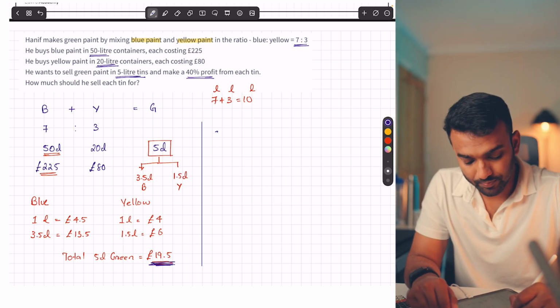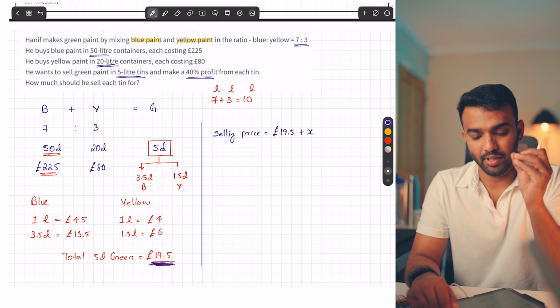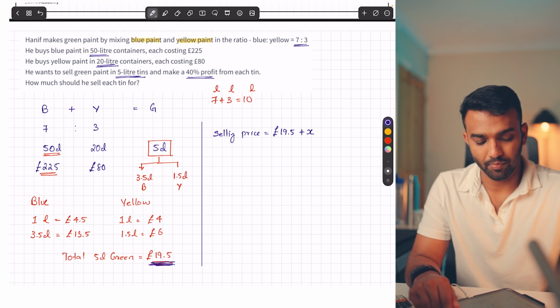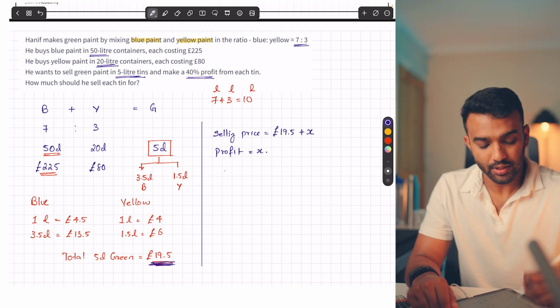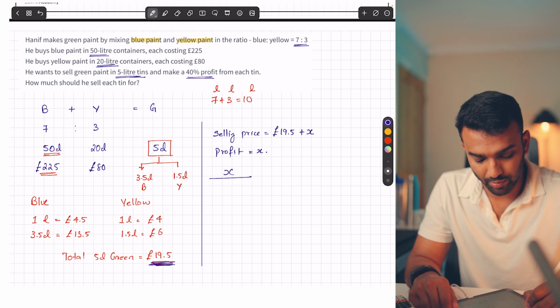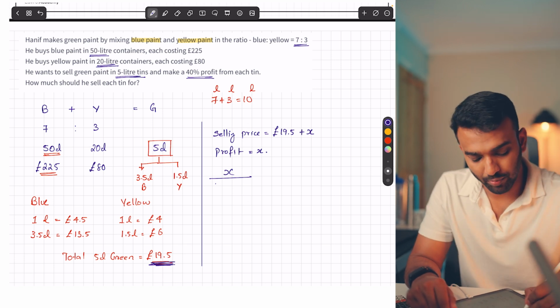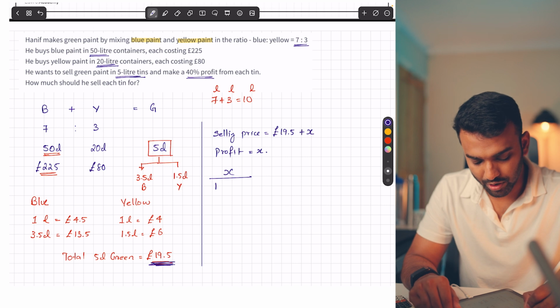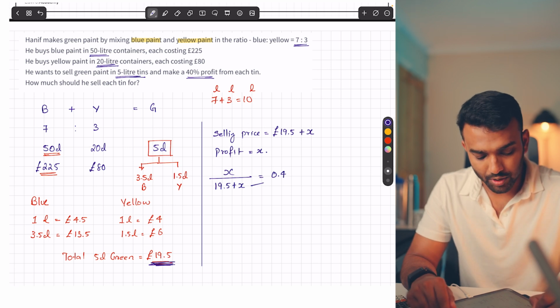Now the selling price is going to be 19.50 plus something. That something is your 40% value. Therefore, your profit is simply X, correct? So we are saying that X divided by the total price should give us 40%, because X is the profit. Profit out of the total should be 40%. So it will look like that, and when we say 40%, that will be 0.4. And we can just cross multiply it.